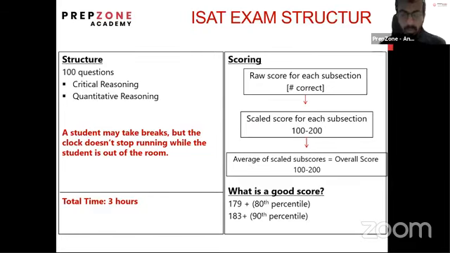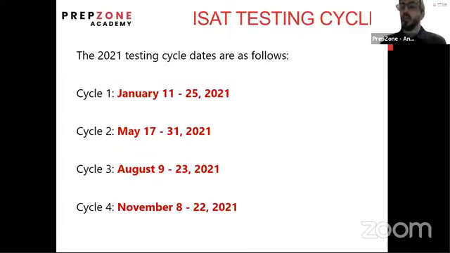Now, moving on, when does ISAT happen? So ISAT has changed now. Up until 2018, it was between March till Feb. Now it's 4 cycles in a year. And in that cycle, you get 14 days to take the test. Within that 14 days, any test date you can pick and take the test.